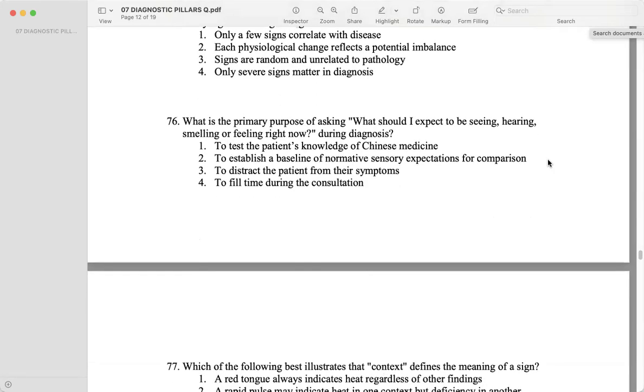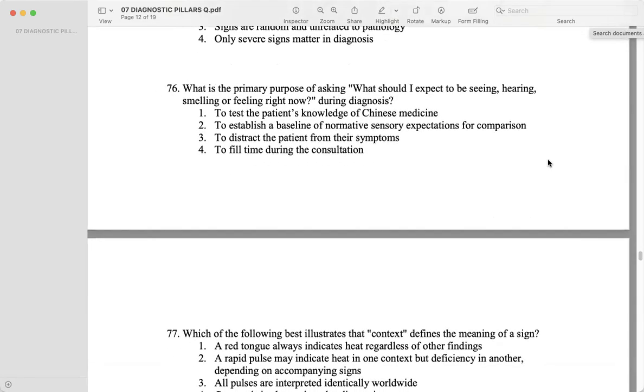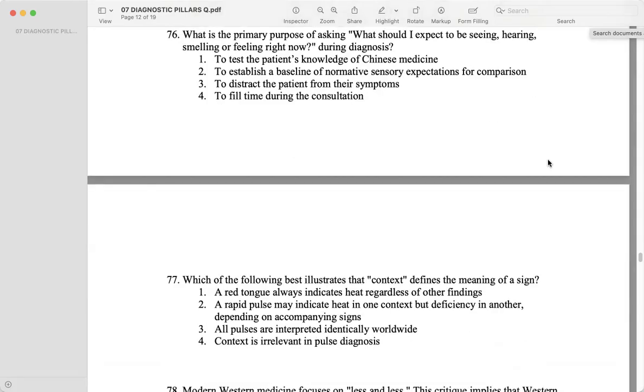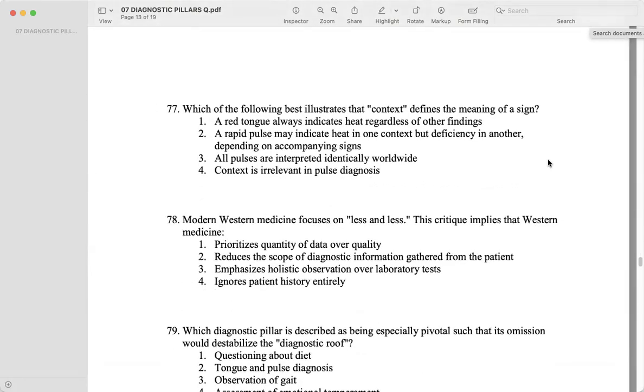So what is the primary purpose of asking what should I expect to be seeing, hearing, smelling, or feeling right now during diagnosis? To establish a baseline of normative sensory expectations for comparison. Which of the following best illustrates that context defines the meaning of a sign? A rapid pulse may indicate heat in one context but deficiency in another, depending on accompanying signs.